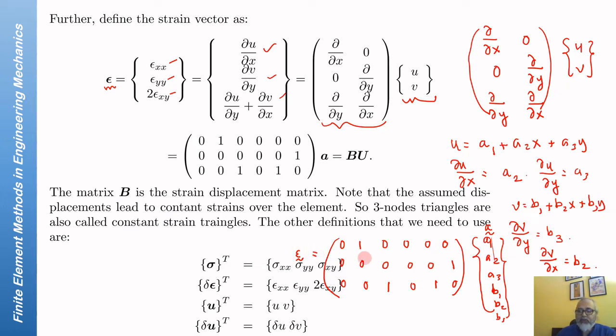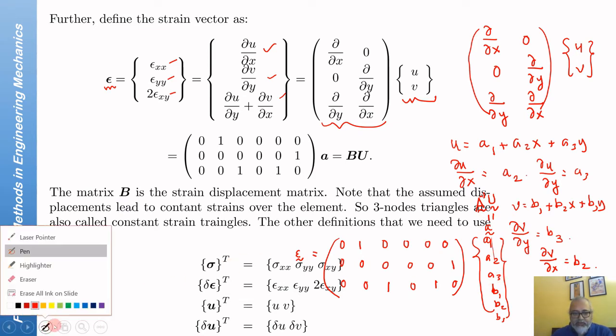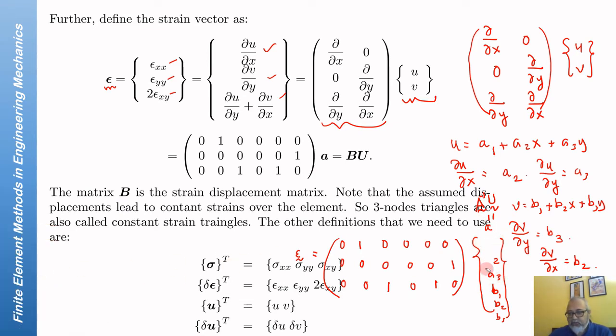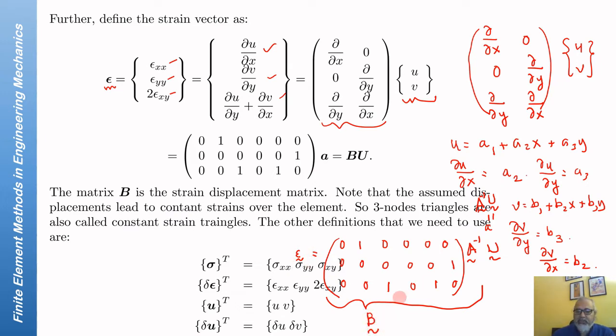at any point, and we already have the relationship between this and the nodal displacement. So we can replace this A by A inverse u. As a result, this whole matrix, including the A inverse, connects the nodal displacements to the strain at any point. So this must be our B matrix.